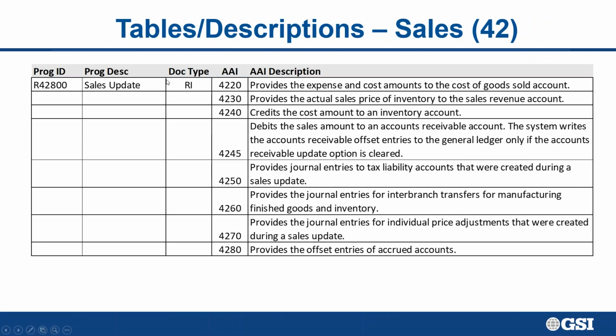Sales order. The DMAAIs are invoked during the sales update process. So this is actually batch, right? Sales update runs at night. It generates journal entries. It needs to invoke the DMAAIs. Here's where the DMAAIs are and what they mean.